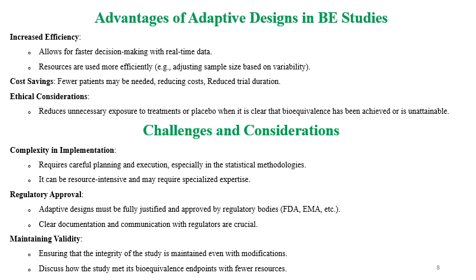Regulatory approval. Regulatory approval should be there for adaptive designs, and adaptive design must be fully justified and approved by the regulatory bodies like FDA, EMA, and other country-specific regulatory bodies. Clear documentation and communication with regulators are crucial. Maintaining validity, ensuring that the integrity of the study is maintained even with modifications. Discuss how the study meets its bioequivalence endpoints with fewer resources.